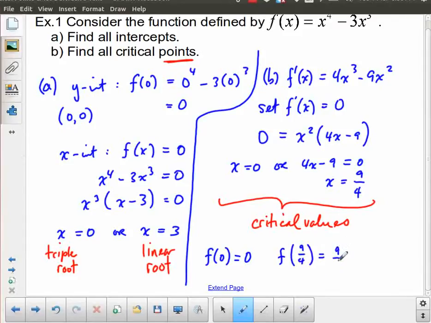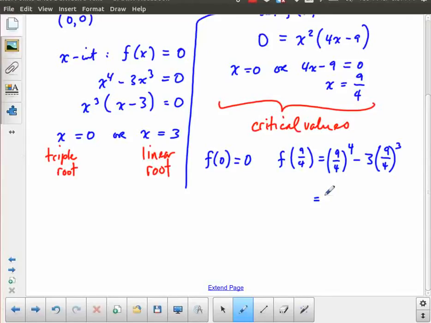That's going to be 9 over 4 to the power 4 minus 3 times 9 over 4 to the power 3. And notice I'm working off of the original function. I used the first derivative to find these critical values. I'm now subbing these critical values into the original function to come up with a numeric value that goes along with them. And so when I go ahead and I work this out, I end up with 6561 over 256 minus 3 times 729 over 64.